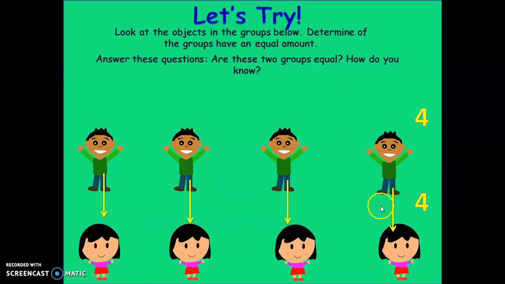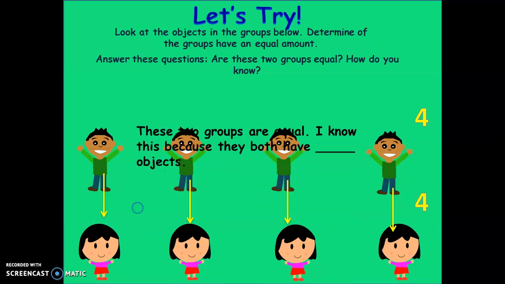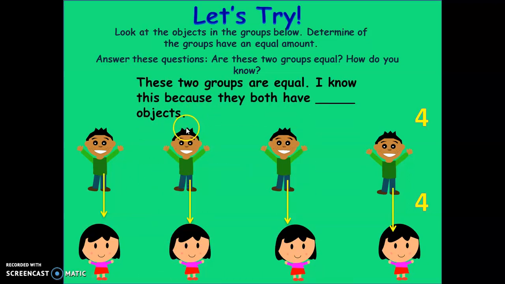Each arrow is lined up. That tells me they each have a partner. So I know that these groups are equal because each group has 4. So let's put that in our sentence frame. These 2 groups are equal. I know this because they both have 4 objects.